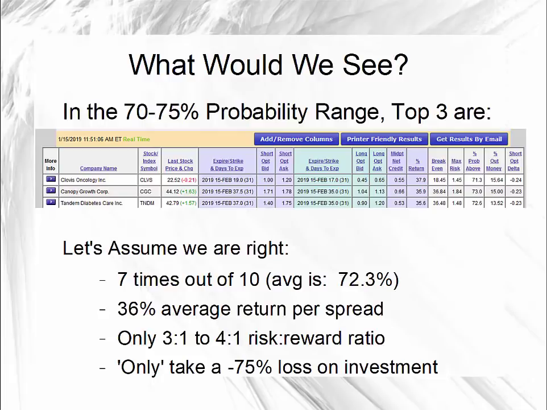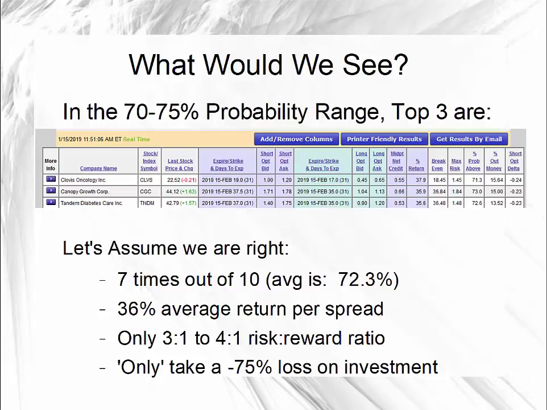Now, every month I enter these three trades, we're right about 70% of the time, make 36% return when we're right. But because we're not that far out of the money on these positions, we do have a high probability, but it's not extraordinarily high. If a stock moves against us suddenly, we may be able to stop and get out, not with the full loss, but let's say a 75% loss on the investment.